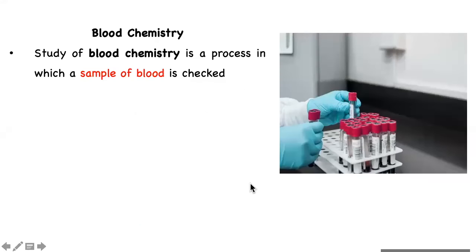So there are different types of laboratory tests. One of the tests is blood chemistry. Then there are certain radiographic tests. There are certain tests on the urine.